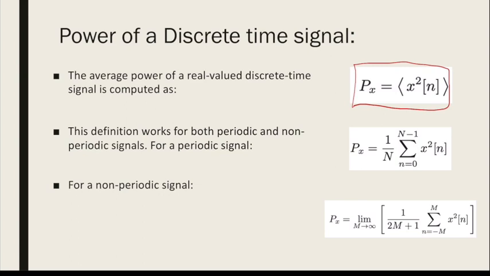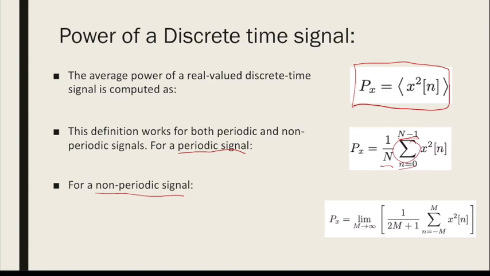And we have two different aspects of power in discrete time signals. The first one is when it's a periodic signal, and the second is when it is a non-periodic signal. For a periodic signal, we have this equation here, which is 1 over N, the summation when n equals 0 to N minus 1, x squared of n, and this equation is used to calculate the power for a periodic signal.